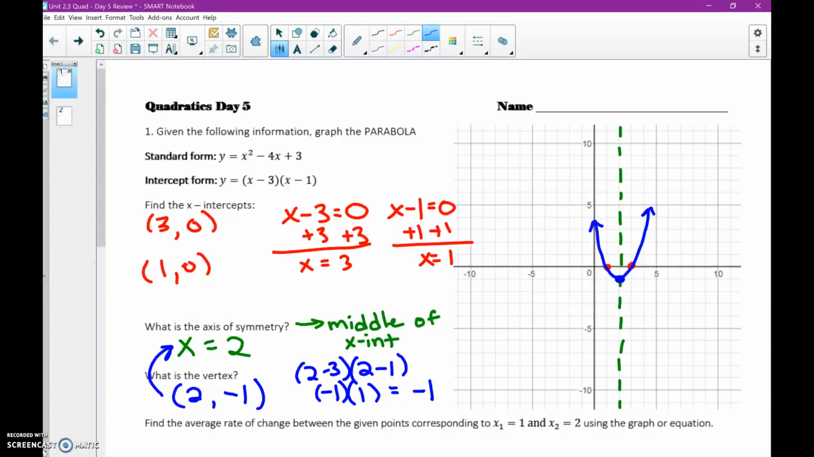If they hand that to you, it's just a matter of pulling those numbers out. You know that they have to make 0, so really, you're kind of taking the opposite. 3 minus 3 is 0. 1 minus 1 is 0.